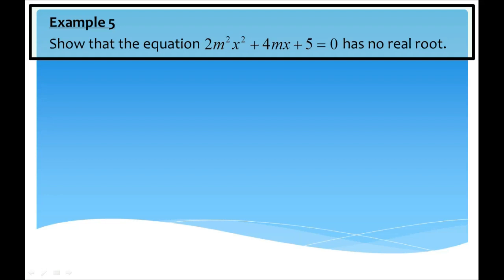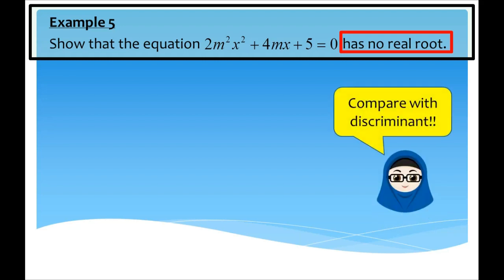Example 5. Show that the equation 2m squared x squared plus 4mx plus 5 equal to 0 has no real root. So for this question, we want to show this quadratic equation has no real root. So we need to compare with the discriminant, since this question said no real root.